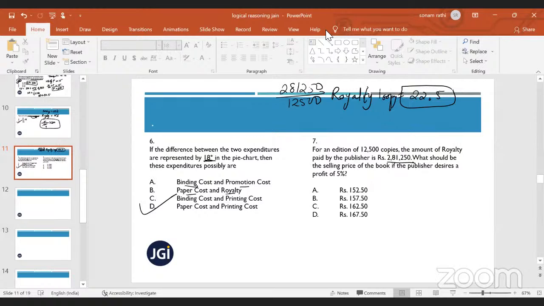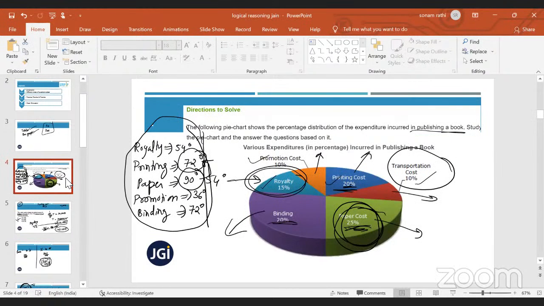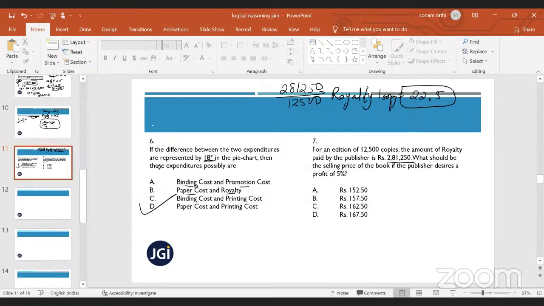Okay, and what is the royalty percentage? If I go back and check, royalty in percentage is 15%. So it means 15% of cost price is 22.5. Yes, because royalty is 15%. 15% of cost price is equal to 22.5.